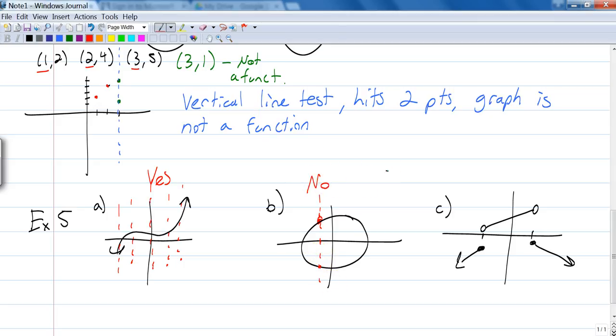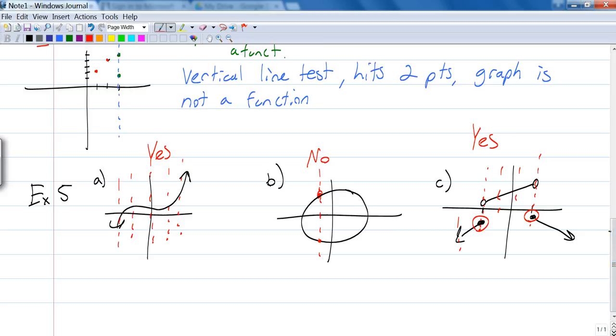Now with piecewise, you have to be careful. Remember that an open circle means the value doesn't exist there, and a closed circle means it does exist. So if I draw a vertical line here, it's really only hitting the graph once, right here. There's nothing there. Same thing with this vertical line. It's only hitting it there, not there. Everywhere else it only hits in one spot. So believe it or not, this is actually a function. Because again, the vertical line test is only hitting the graph here. This is not part of the graph, the open circle. So that gives us ways to figure out if a graph is a function or not.